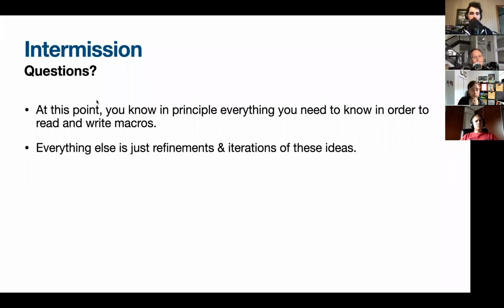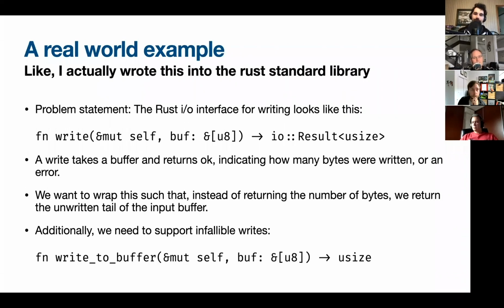Before we do something fancy again, I wanted to take a brief detour into a real world example that I actually put into the real Rust standard library a few weeks ago. So our problem statement is this. We have our write interface for writing things to files or whatever. It's a function that takes a buffer, a slice of bytes, and returns a result. If it's an error, we know that no bytes were written and there was some kind of error. And if it's okay, we know that exactly that many bytes were written.